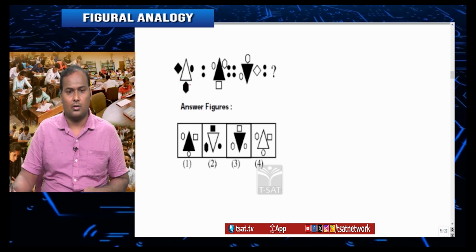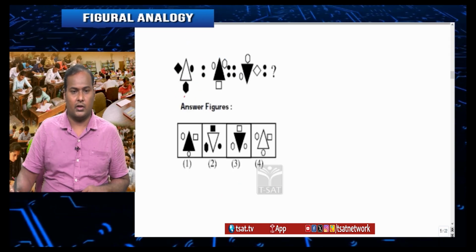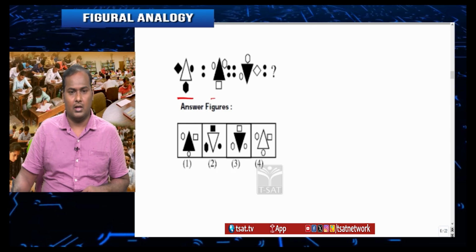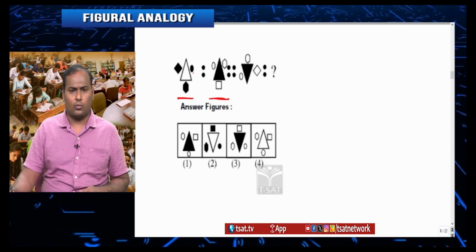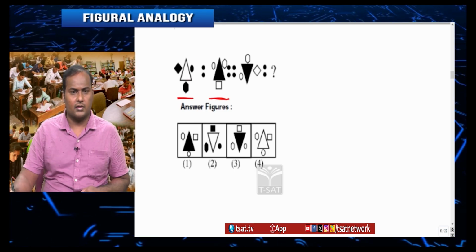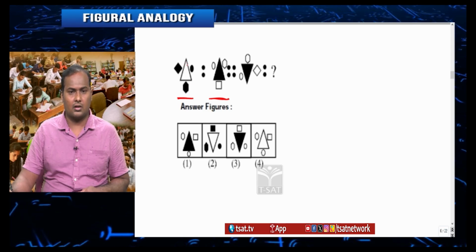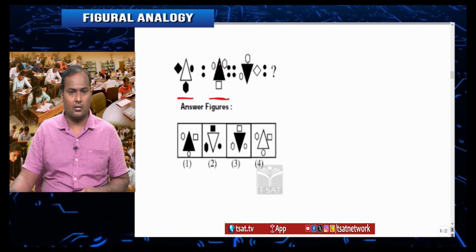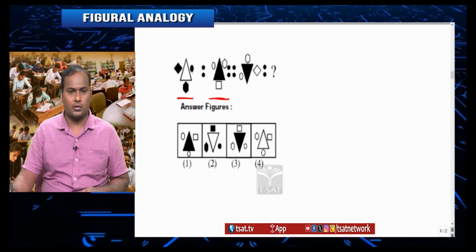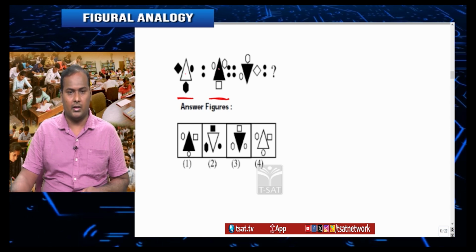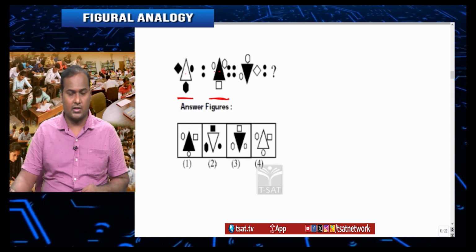In this question, what is the change that you can observe from one figure to the next figure? The change is very easy. The first one is, here the triangle is light in color, inside there is no dark portion, but in the next figure you can see a dark portion. So, initially the lighter one becomes darker here. That is the first change you can see.